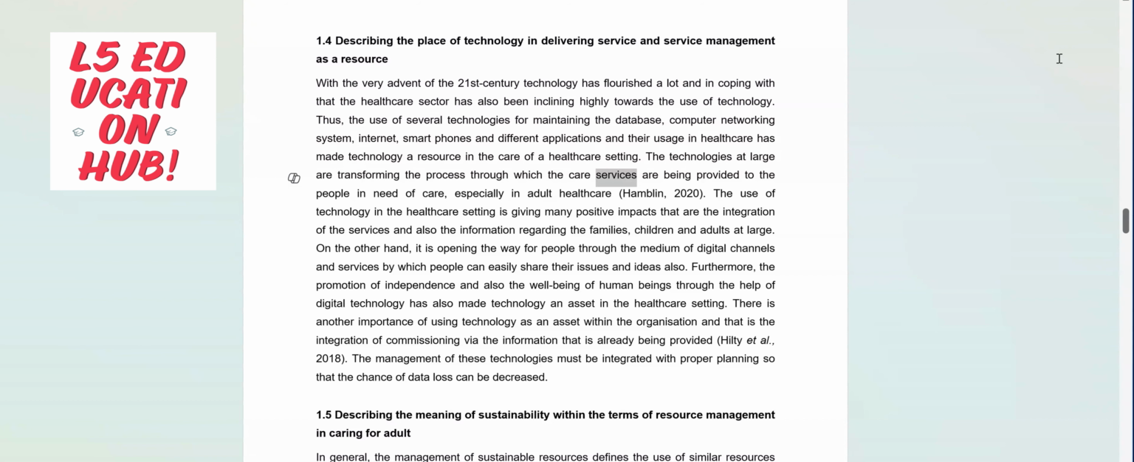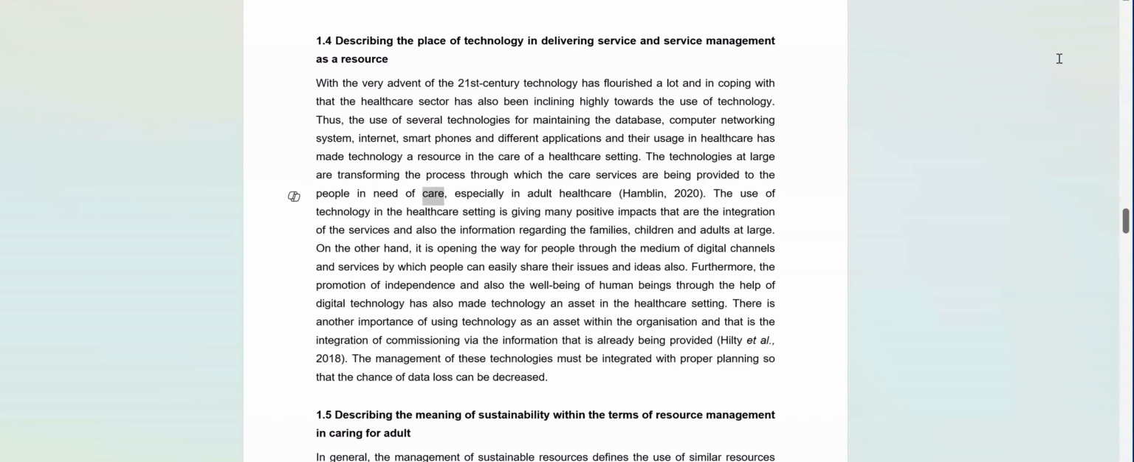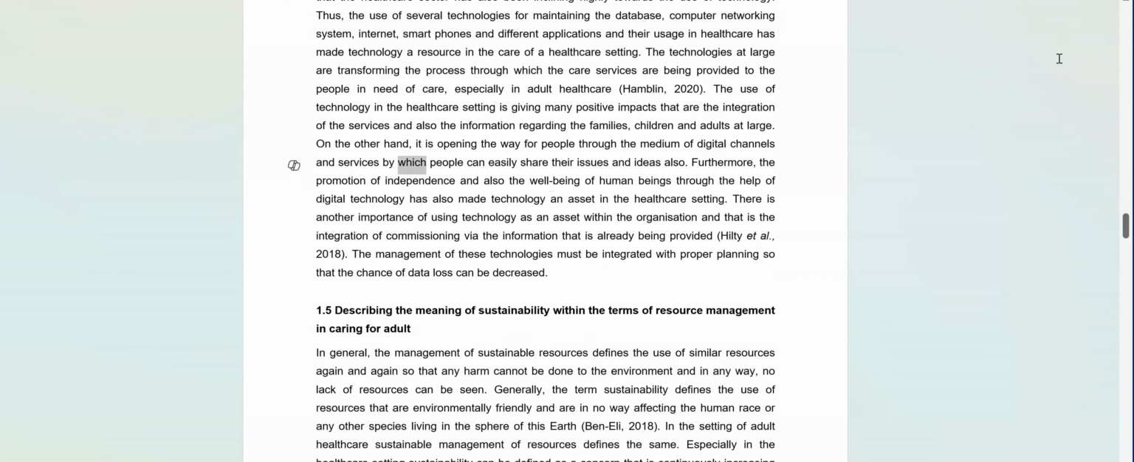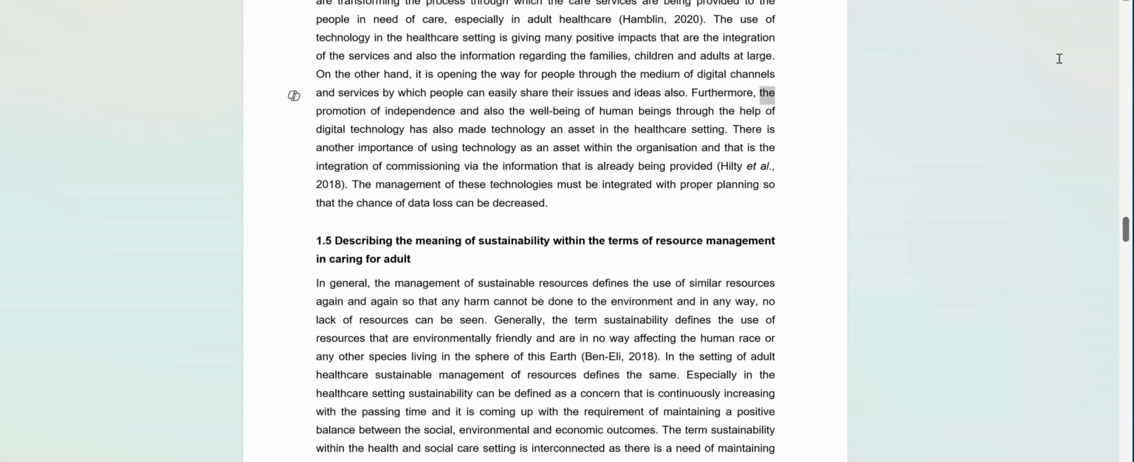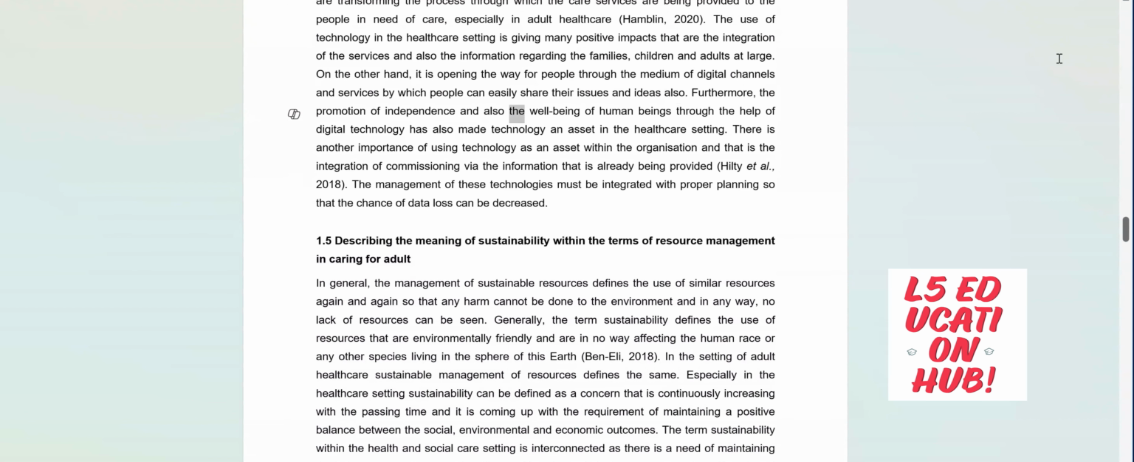Hamblin, 2020. The use of technology in the healthcare setting is giving many positive impacts, that is, the integration of the services and also the information regarding the families, children, and adults at large. On the other hand, it is opening the way for people through digital channels and services by which people can easily share their issues and ideas also. Furthermore, the promotion of independence and well-being of human beings through digital technology has also made technology an asset in the healthcare setting.